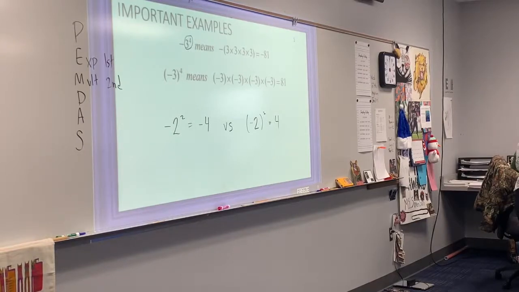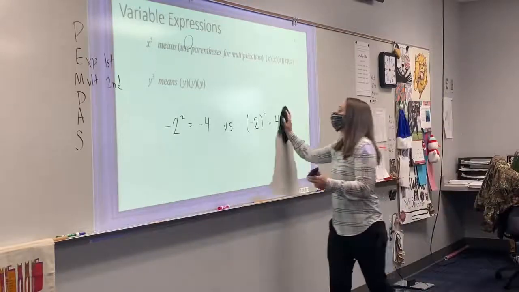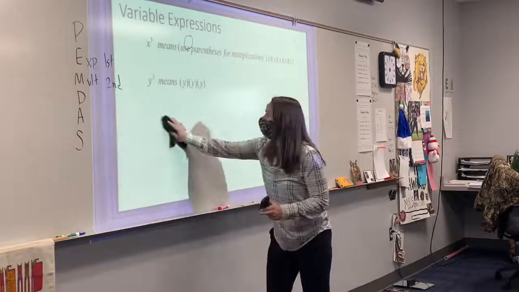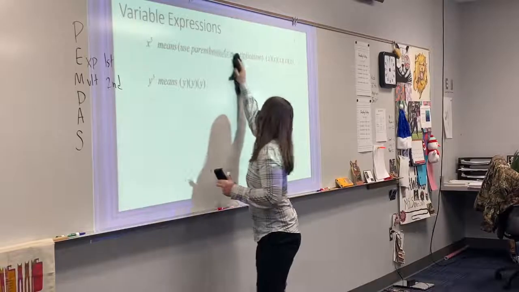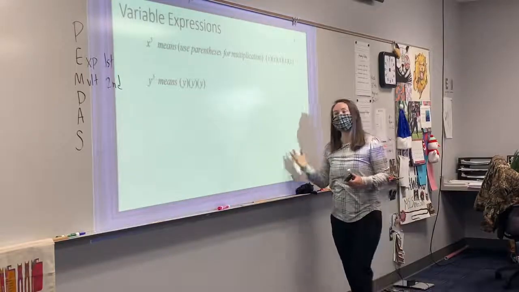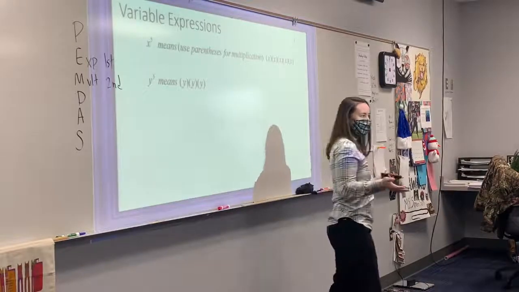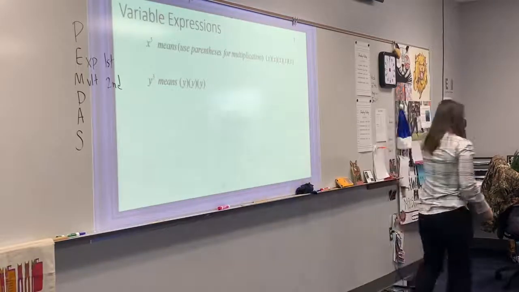All right. Now let's talk about variable expressions. If I have x to the 5th power, that means x times x times x times x times x, 5 times. If I have y cubed, that means y times y times y. Do you need to write that down, or do we know that? I think we know that.